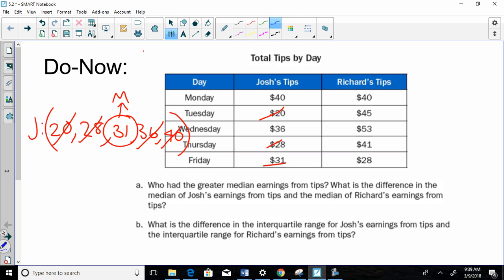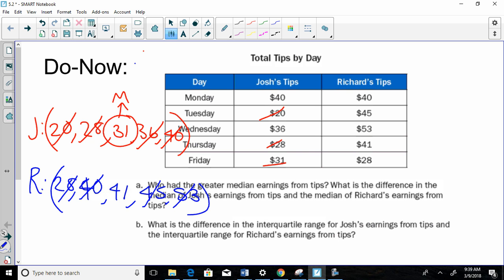Then I'm going to go to Richard. And so Richard, I'm going to put his in order too. So his goes 28, then what? 40, 40, 41, 45, and 53. Then I find that median by going 1, 1, 2, 2, here's my middle.